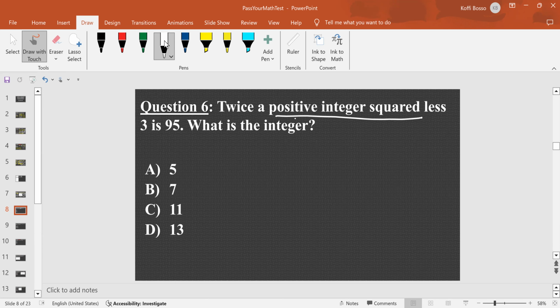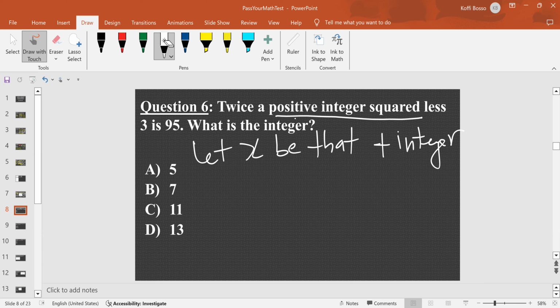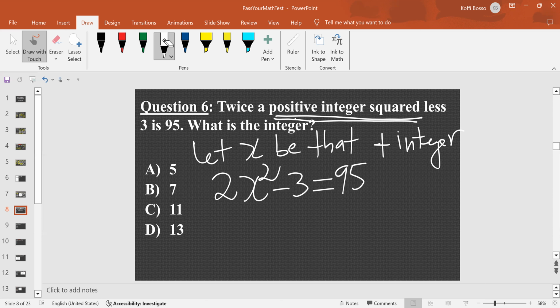Now, let's see what's going to happen. Twice, which means 2 multiplied by the thing. What we're going to multiply here by 2? The positive integer squared. So the integer here is x. So we're going to take x squared. So we are multiplying 2 by x squared. And they say less 3. Less 3 means minus 3. Is 95. In math, when they say is, that means it's equal to. So this sentence, we change it as an equation.